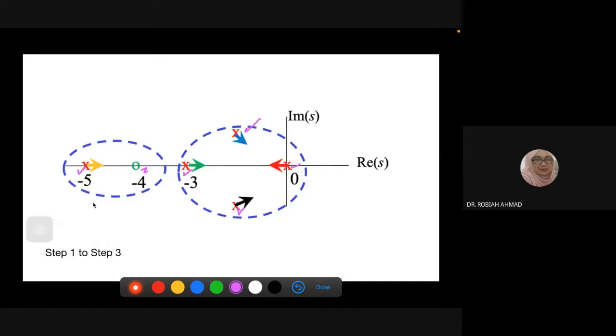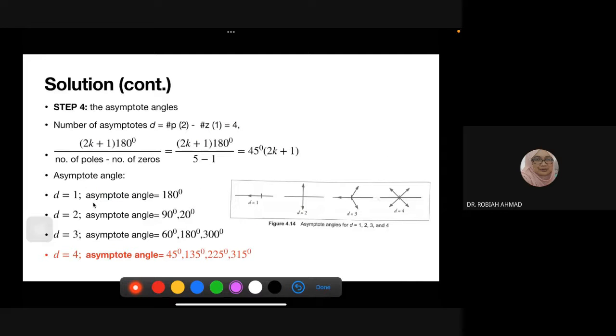The blue circle that I drew stands for step number 2, the odd number of poles and zeros on the real axis. So we count 1, 2, 3, 4. So the odd ones are 1 and 3, and the locus should be on the left. Then in step 4, we determine the asymptote lines and asymptote angles, where d refers to the number of poles minus the number of zeros.